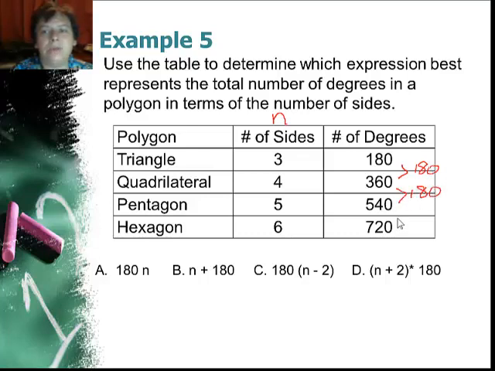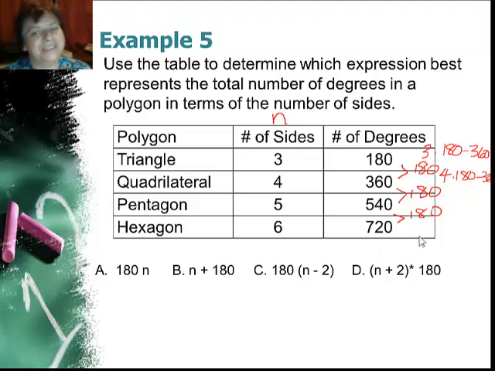It's always increasing by 180. So if I did 3 times 180, that would be too big. I could try it, and if I subtracted 360, that would work. And actually, 4 times 180 minus 360 would work. But that's not one of our patterns. This actually does work, and one of the patterns down here matches it, but you may not recognize it.